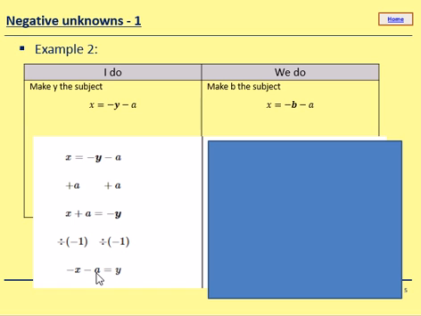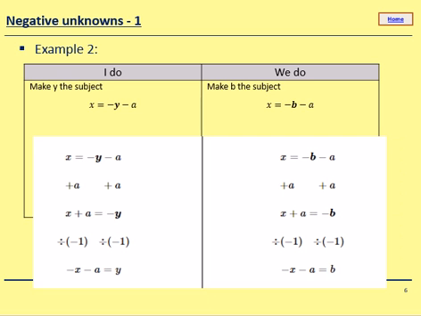Pause the video here, copy down the I do, and then try the we do in your books, please. Well done, Year 10. So for the we do, you should have added a to both sides, and then divided by minus 1 again, to leave you with b equals negative x take away a. Give yourself a tick in green pen if you got that right. That's really good work if you did.